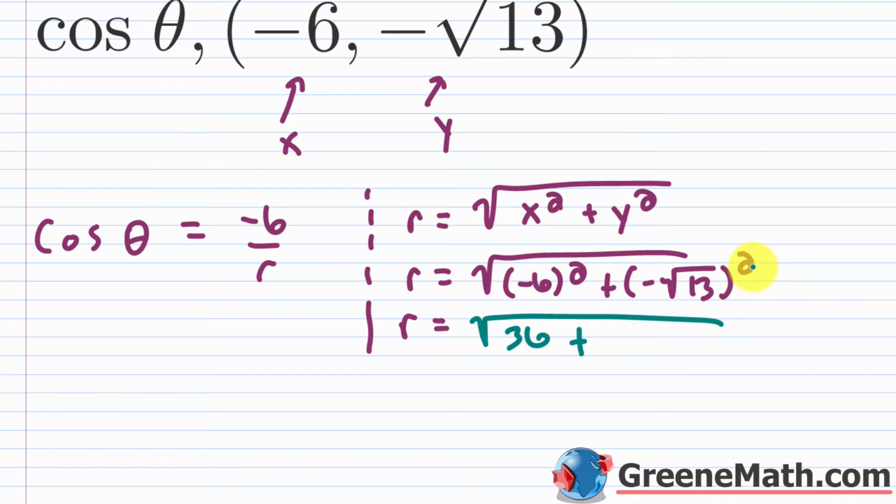It's just like squaring negative 1, you get 1. So the square root of 13 being squared is 13. So what you have here is 36 plus 13, which is going to be 49. So you have r is equal to the square root of 49, which equals 7. So I'll just come over here and put a 7 there. So the cosine of theta is going to be equal to negative 6/7.